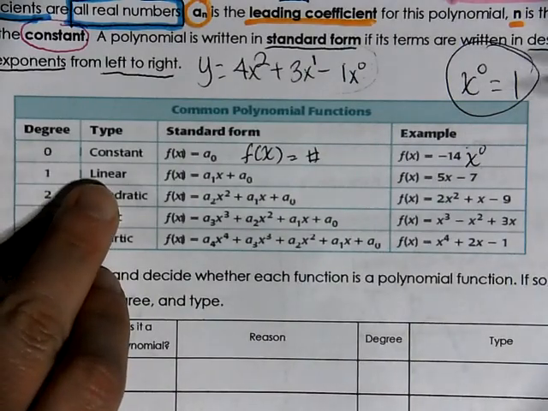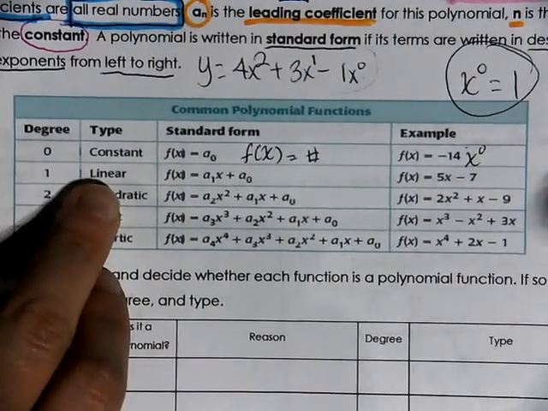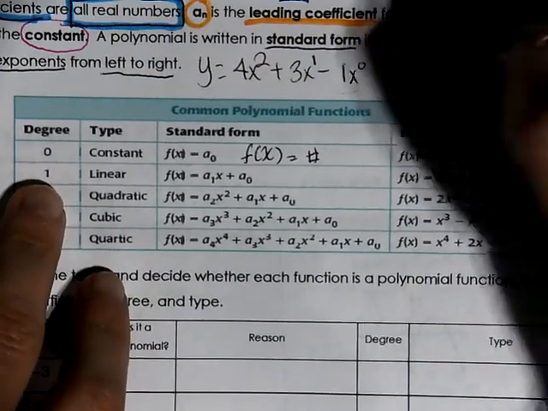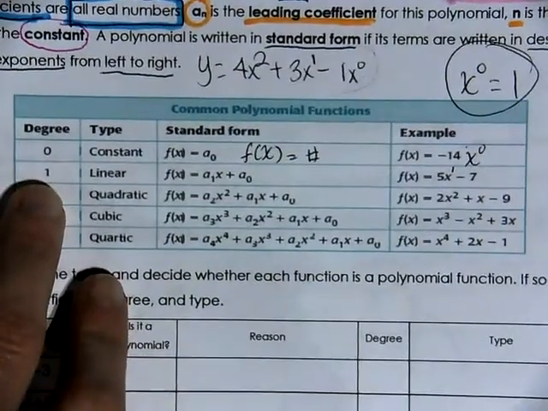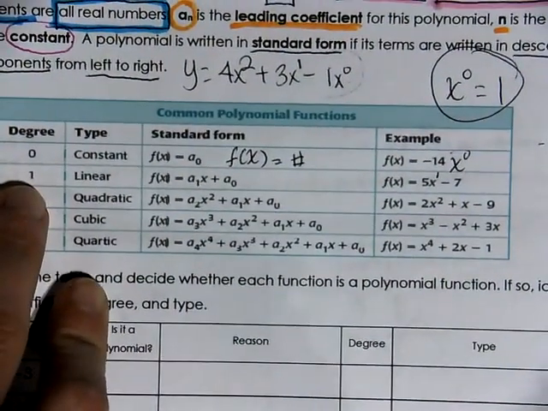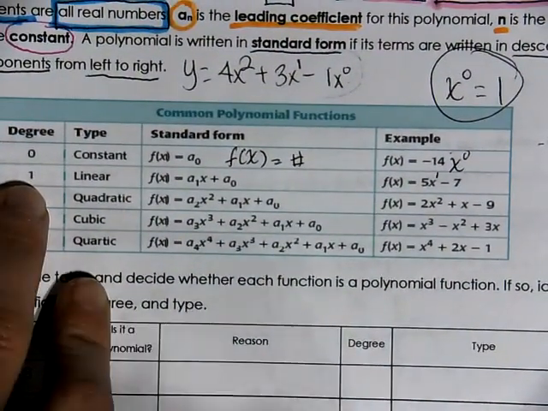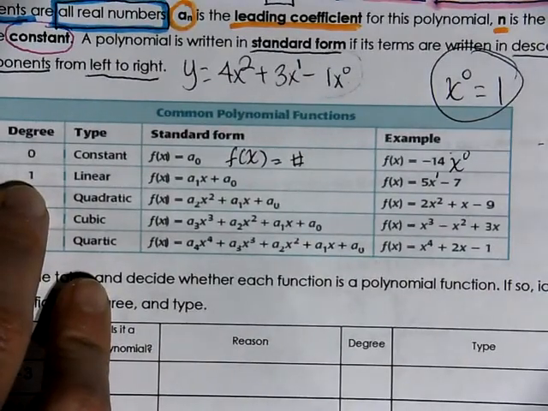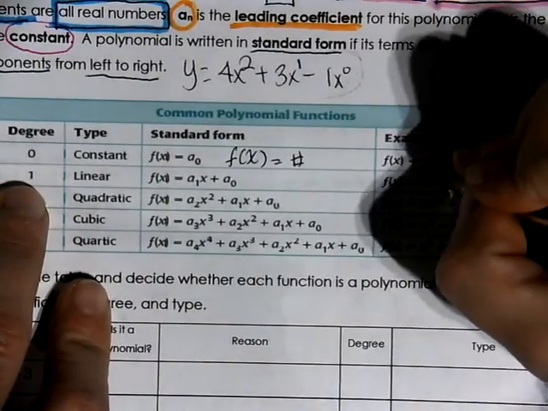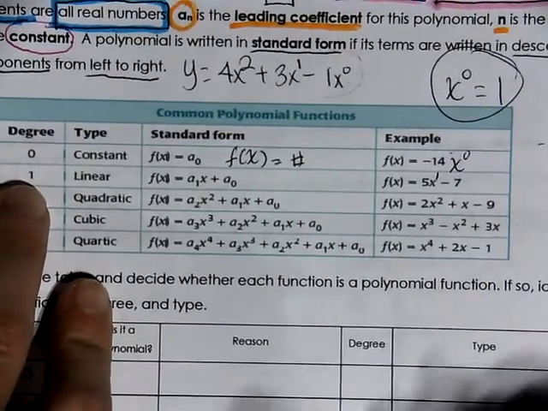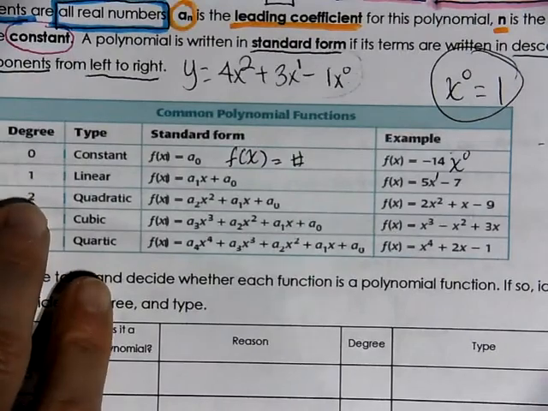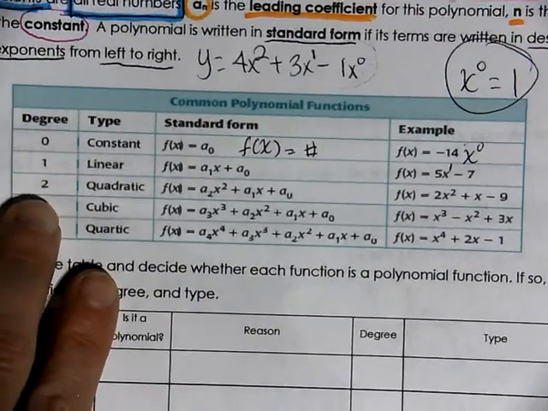The next function is a linear function. Those are the ones that are in the mx plus b format. And that degree is 1, and that's because technically there exists an invisible number 1 as the exponent of our variable. So like f of x is equal to 5x minus 7, there is an invisible number 1 next to the x. And so that is considered a linear function with a degree of 1.